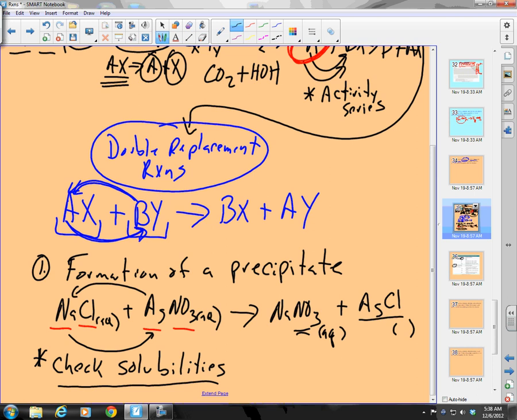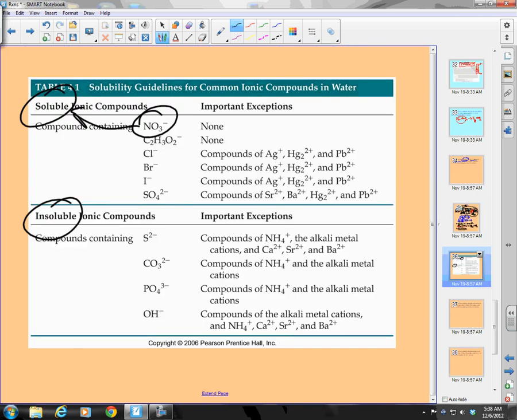Silver chloride. Let's look. Do we have anything on silvers? No. Do we have anything on chlorides? Here's a chloride. These are soluble except, ooh, look at that. What does that mean? It's an exception to the solubility, which means silver chloride is insoluble. And if it's insoluble, that means it forms a precipitate, a solid.